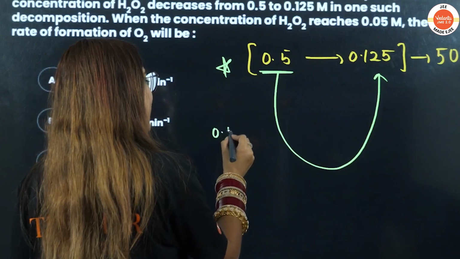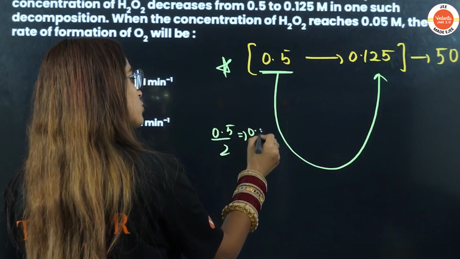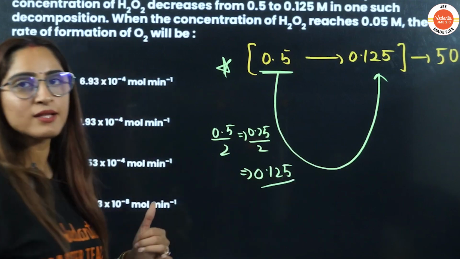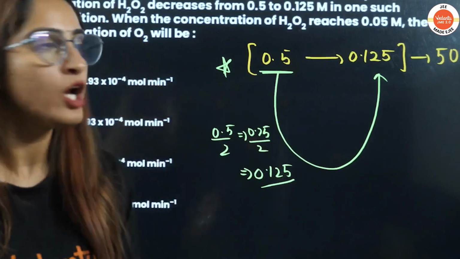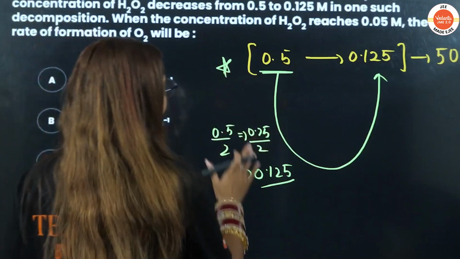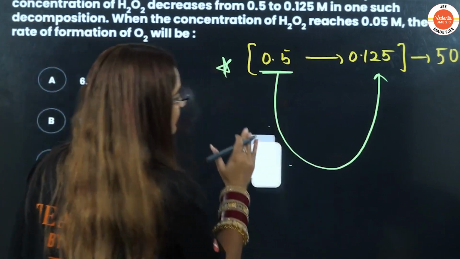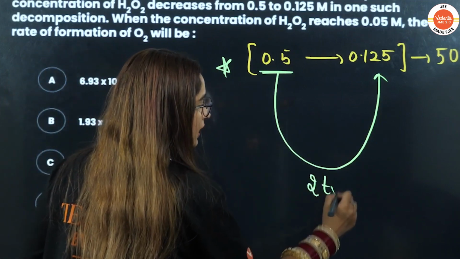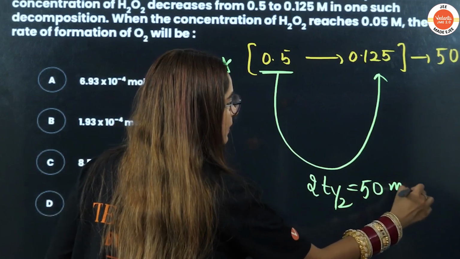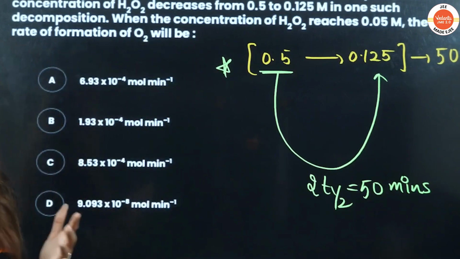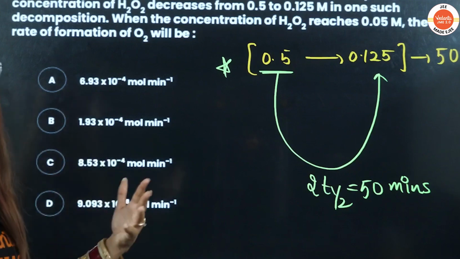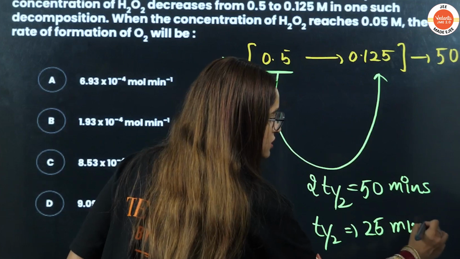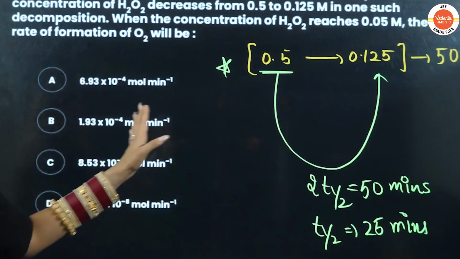When you divide it, 0.5 divided by 2, that is 0.25. 0.25 divided by 2 is 0.125. That means 2 half-lives are needed to convert 0.5 to 0.125. So we can clearly say that this happens in 2 half-lives. So 2 t half equals 50 minutes. If you have 2 t half, then t half you can easily calculate from here. T half will come out to be 25 minutes. Understood?